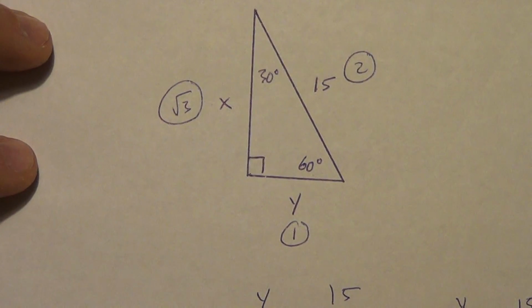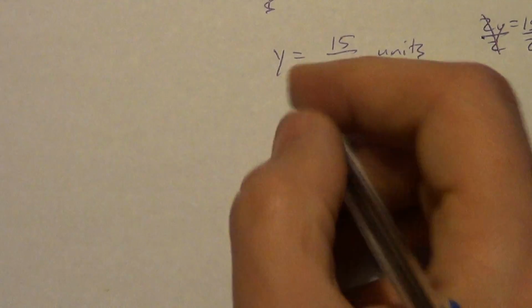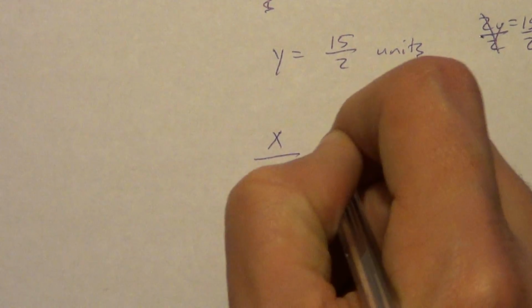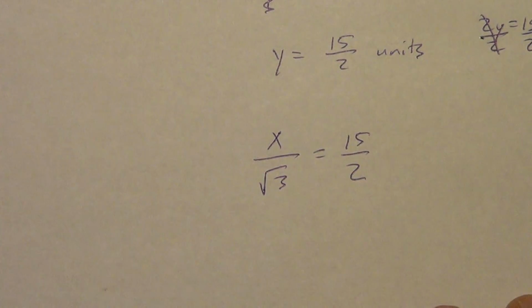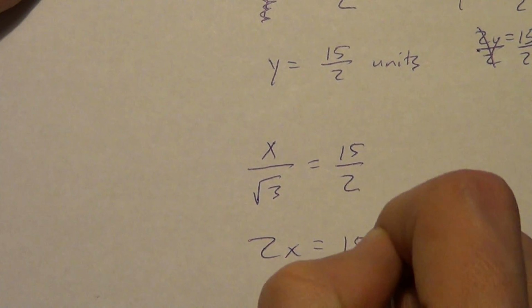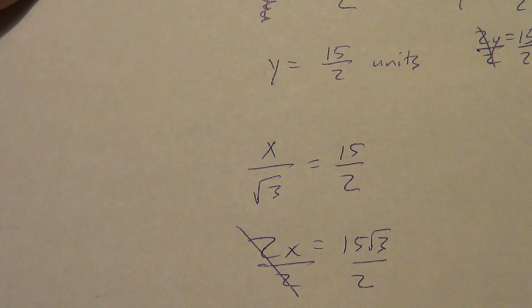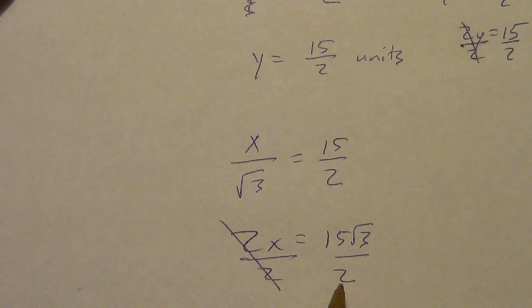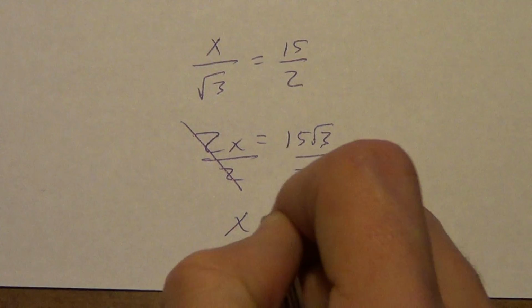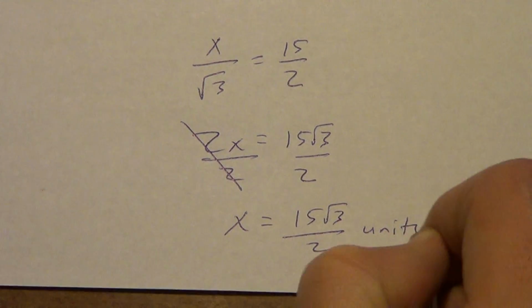Alright, let's do x. X over root 3 equals 15 over 2. There's nothing here that I can scribble out, so I do need to cross multiply. 2x equals 15 root 3. Divide by 2, divide by 2. Those cancel. Check for reducing with 15 and the 2. There's nothing to do there, so x equals 15 root 3 over 2 units.